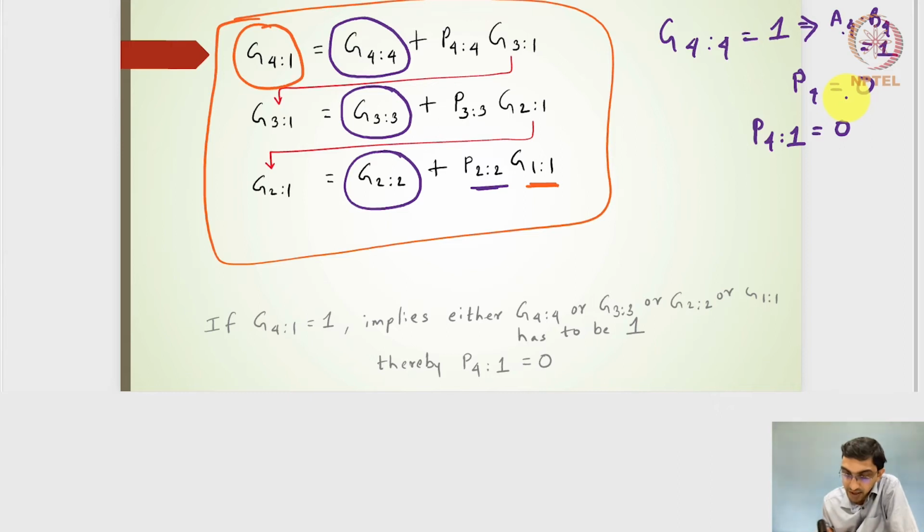Right. So if I consider G4 is to 1 as 1, and if it is 1 because of the individual generate bits G4, G3, G2, then my P4 is to 1 will become 0. So that's what I am implying. If G4 is to 1 is 1, it implies that G4 or G3 or G2, or in this case G1, has to be 1. If G1 has to be 1, even in that case P1 will be 0. So P4 is to 1 will actually be 0. Right, so that's what I have written.